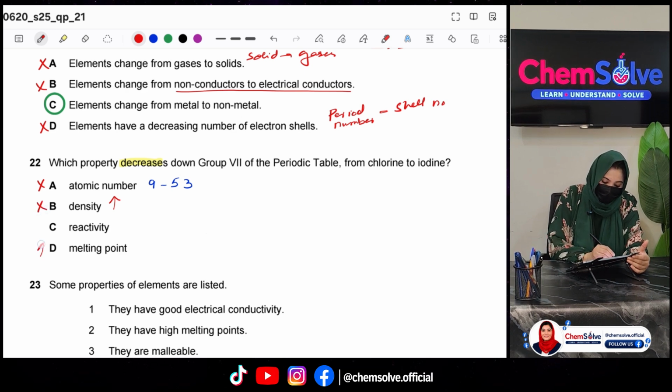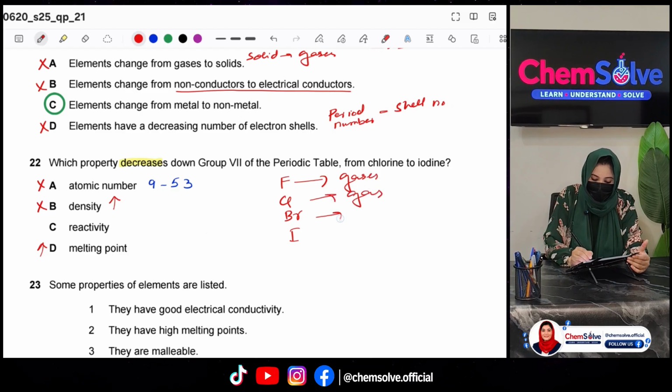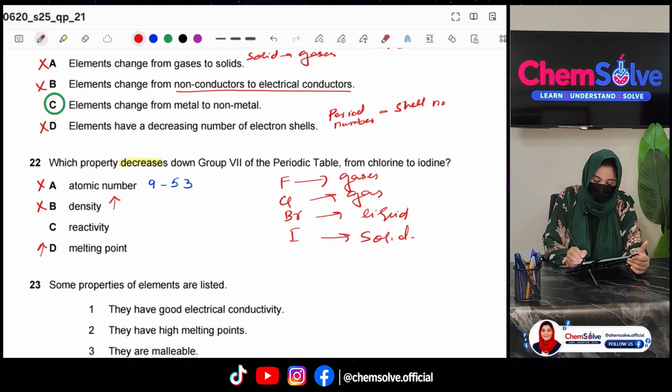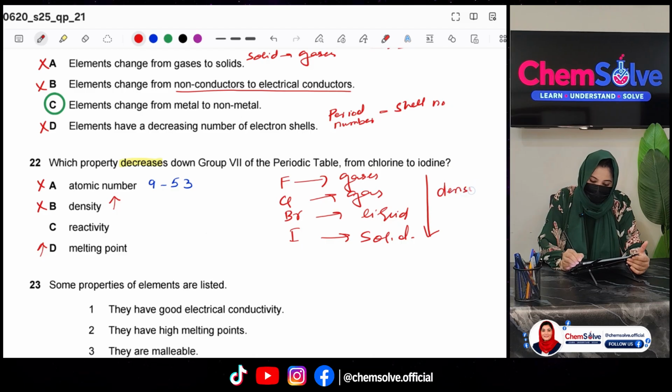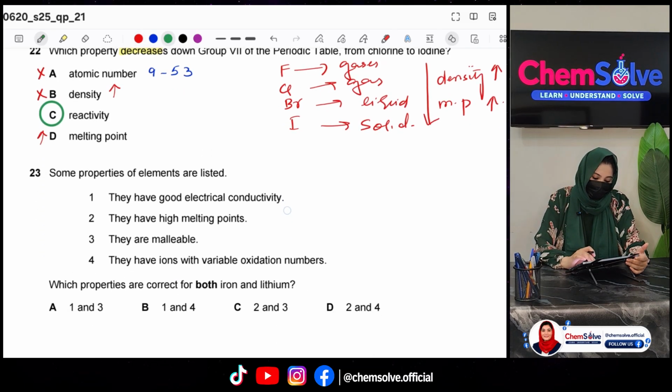Melting point also increases because fluorine and chlorine are gases, bromine is liquid and iodine is solid. That's why while moving down, density increases and melting point also increases. Only one thing decreases, and that is reactivity. So option C is the correct one.